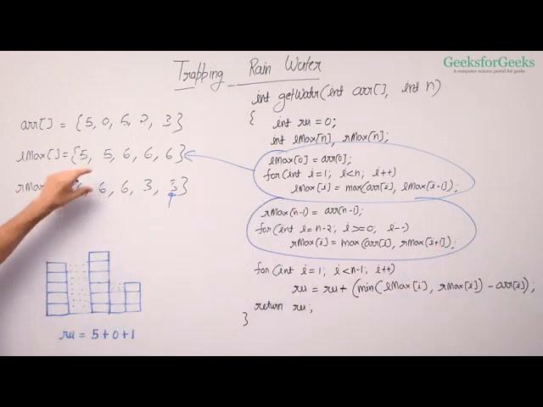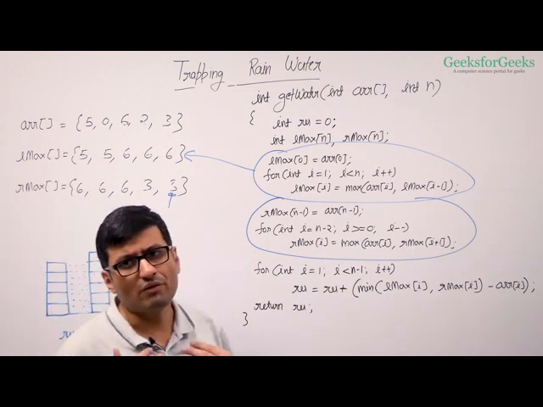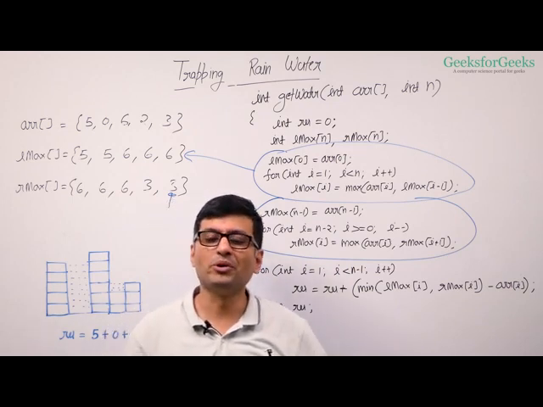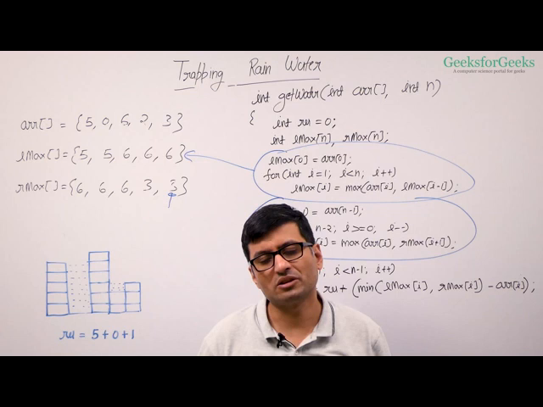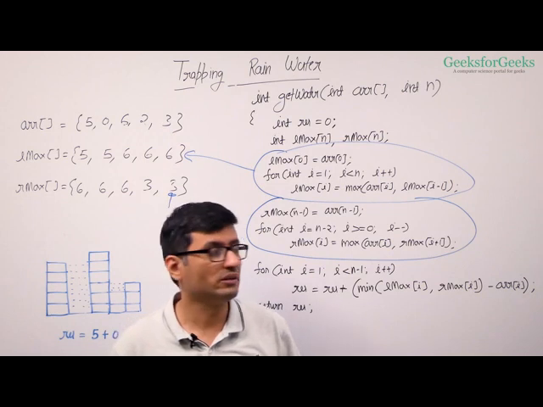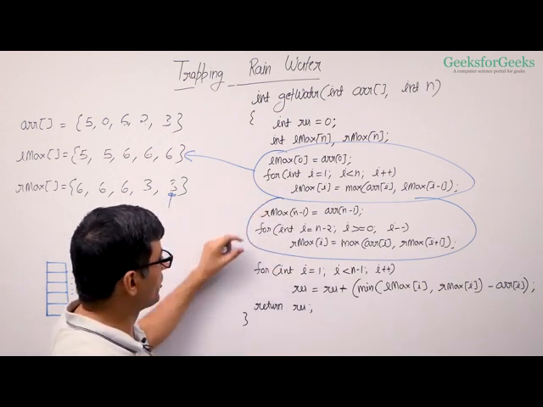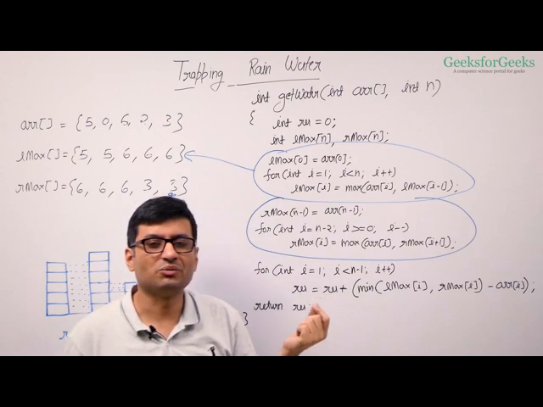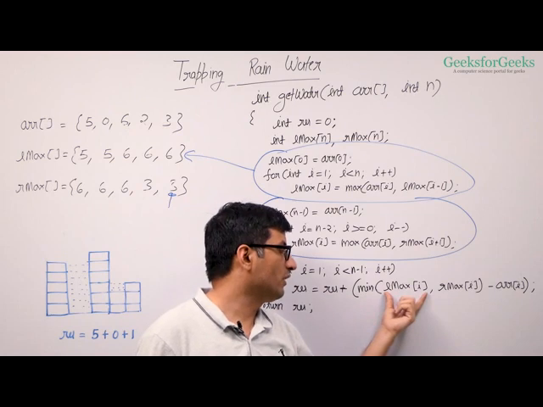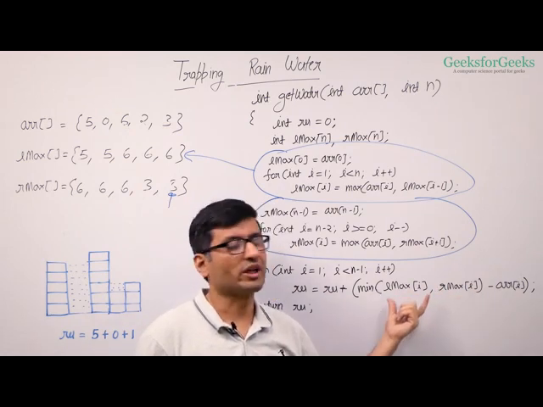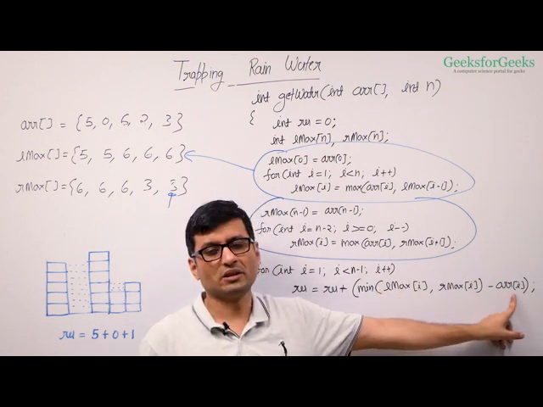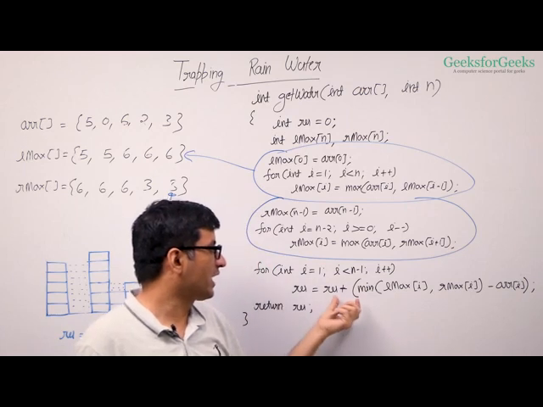So these are our L max and R max arrays. If you remember the naive solution, we needed L max and R max for every element, and we were computing it for every element. That is how it was theta n square. Here we are pre-computing them so that we get the time complexity theta n. So after pre-computing these, we use the same approach as we did in the naive solution. For every element, we find the minimum of left max and right max. Whatever is the minimum, we take that minimum and subtract the current element from it. So whatever value we get, we add it to the result.